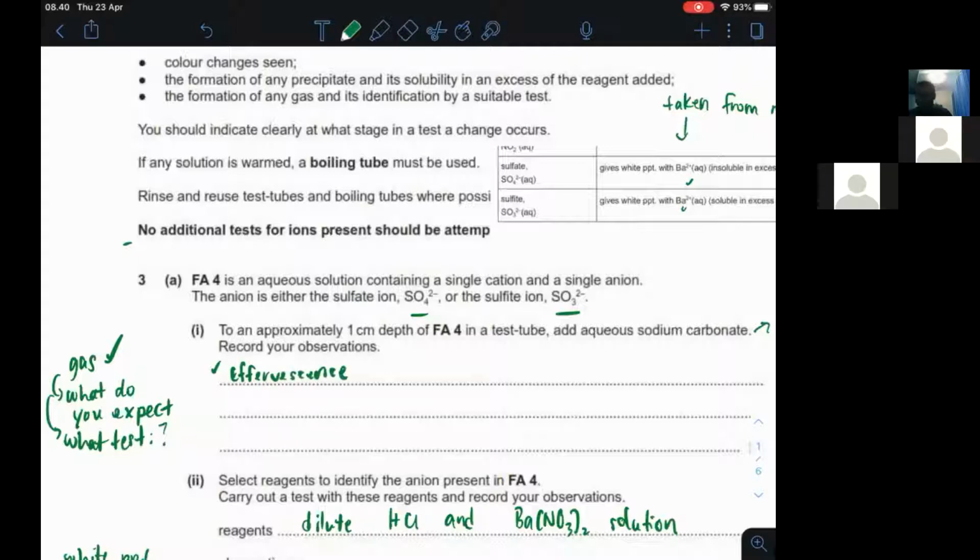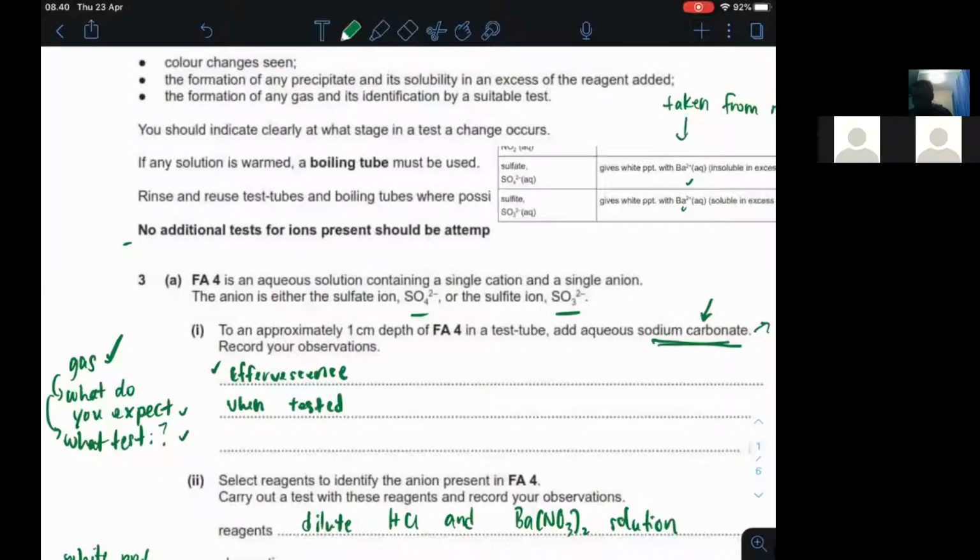When you see effervescence with sodium carbonate and you have a gas, what might you expect? What test will you conduct? What kind of gas do you suspect over here, Alvin? CO2. Yes, most likely it will be CO2. So what test will I use? When tested with lime water. Yes, it's a good test.